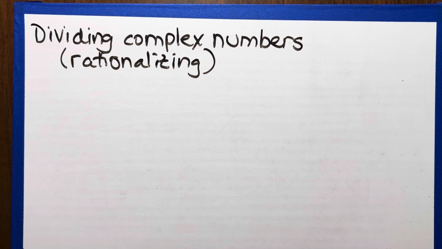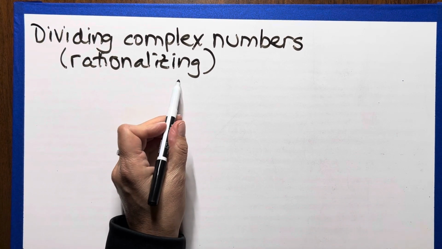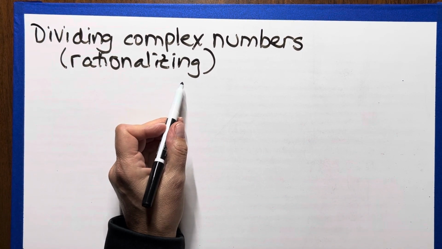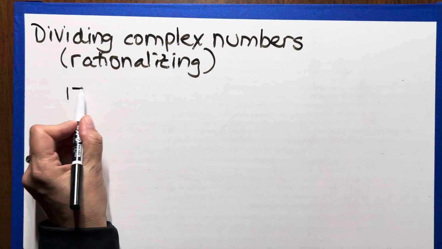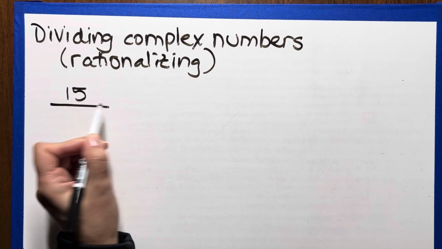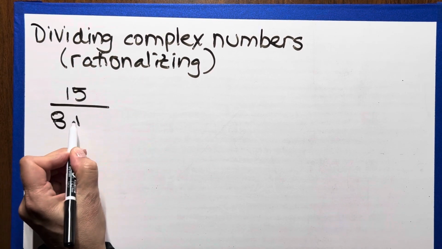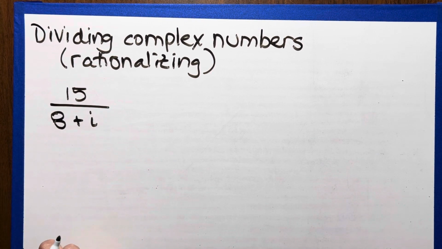Today's topic is how to divide complex numbers, which is also known as rationalizing the denominator. So here's our problem today. 15 over 8 plus i.